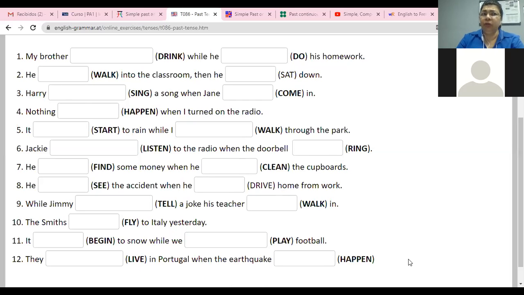Do you have your notebook with you? Can you see the exercise? Yes, teacher. Okay, go ahead. Can you please start doing it in your notebook? So in 2 or 3 minutes, we're going to check it together. Okay.